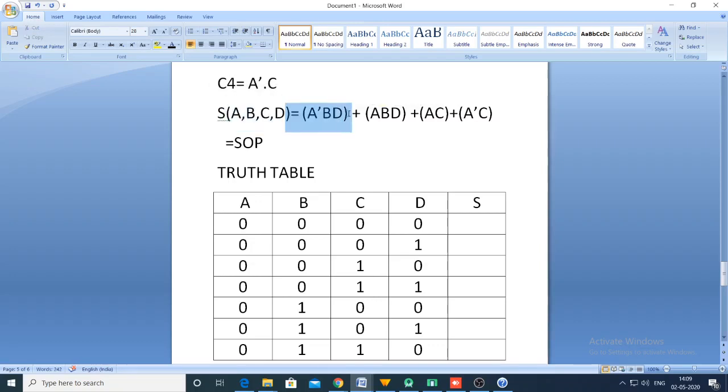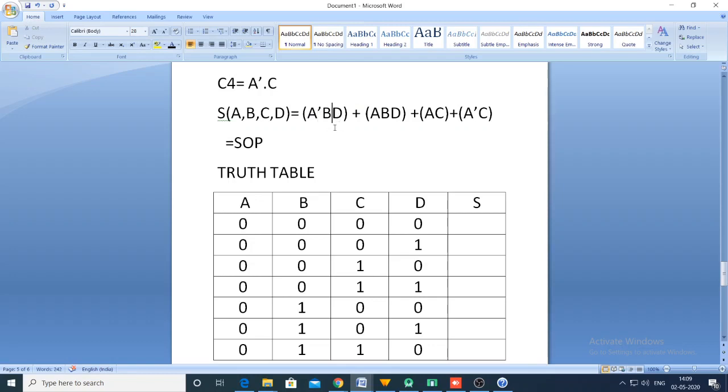So because of that combination, definitely the result will be 1. So it contributes one combination, result is 1, and that combination brings the resultant value 1. So what is that combination? A bar is 0, A bar. So A bar, if you multiply all three variables, output should come 1.